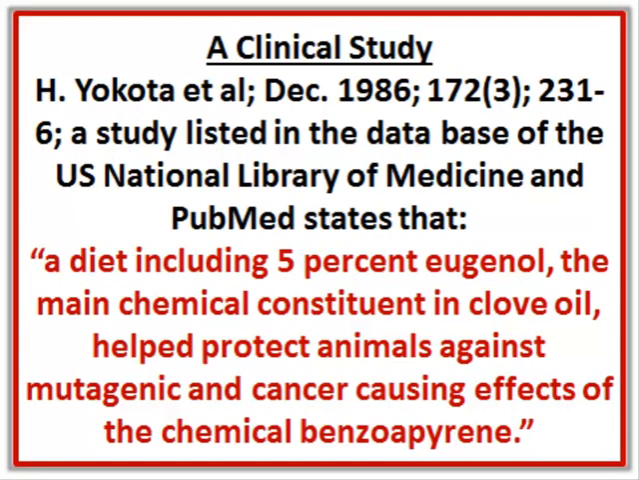In a study by H. Yokota and others in 1986, it was stated that a diet that includes 5% eugenol, the main chemical constituent in clove oil, helps protect animals against mutagenic and cancer-causing effects of the chemical benzopyrene.